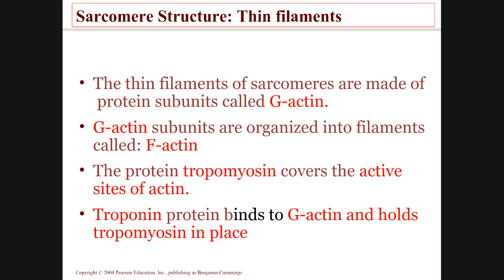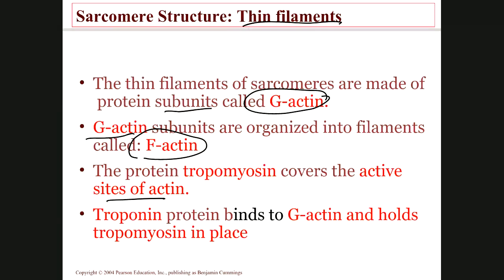Now we need to talk in more detail about the composition of the thin filaments and the thick filaments. The thin filaments are made of protein subunits called G-actin. G-actin are going to assemble into F-actin. The protein tropomyosin covers what we call the active sites of actin.